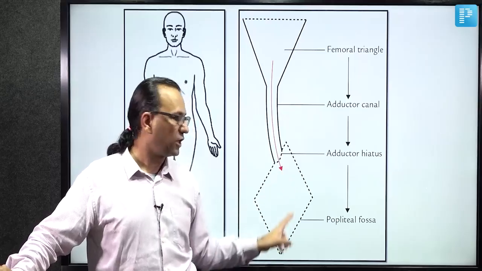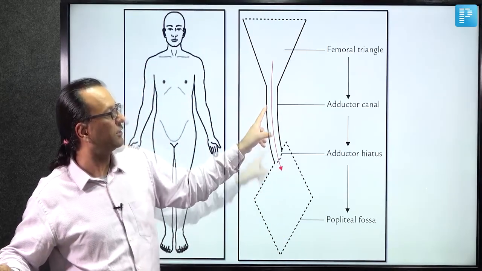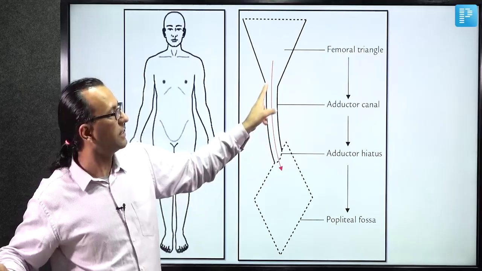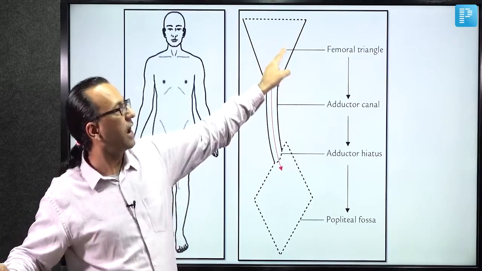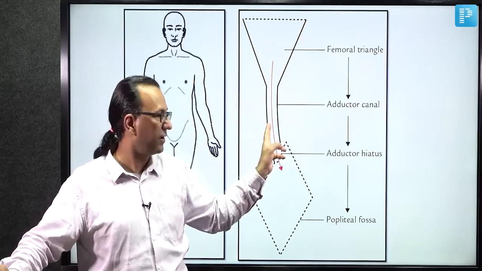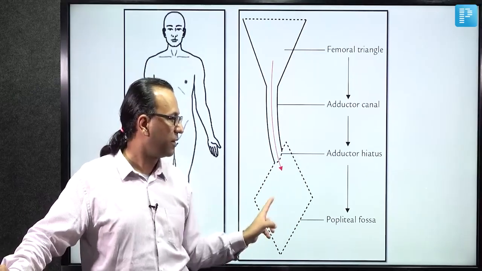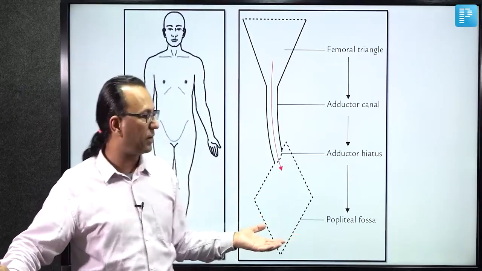In the popliteal fossa, there is the popliteal vein, which will then become the femoral vein at the adductor hiatus, and then continue in the adductor canal and in the femoral triangle also. So the femoral triangle has the femoral artery and femoral vein. They also continue in the adductor canal, femoral artery and femoral vein, but in the popliteal fossa, they become the popliteal artery and popliteal vein. Now, there is an individual nerve in the three parts of the thigh.